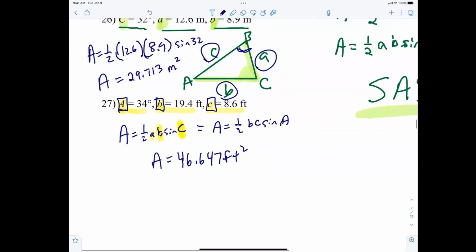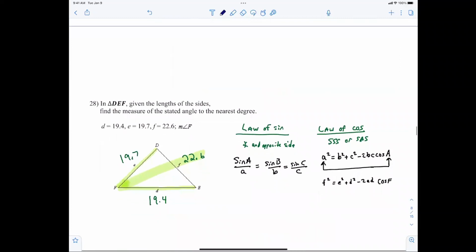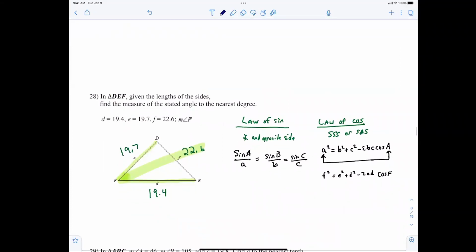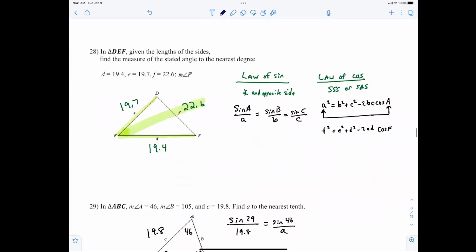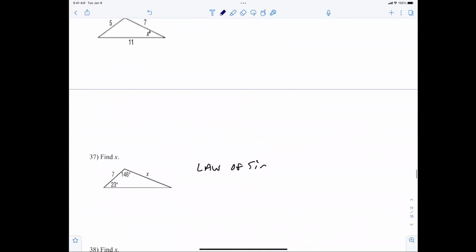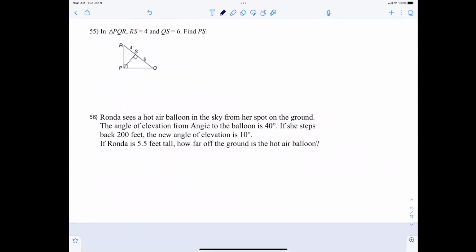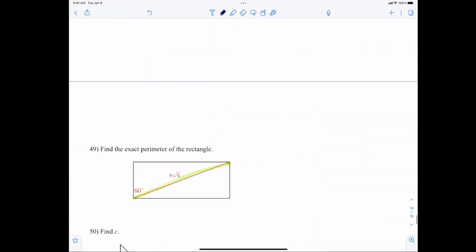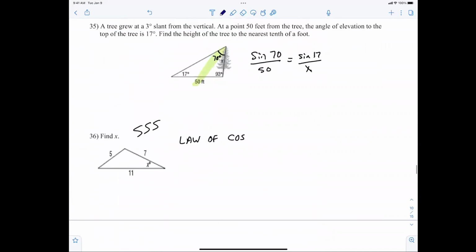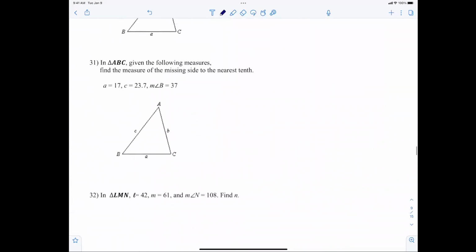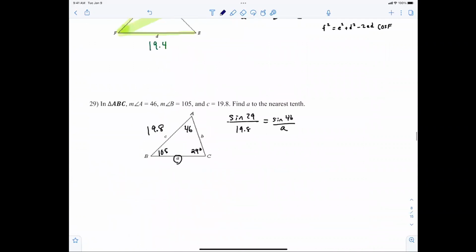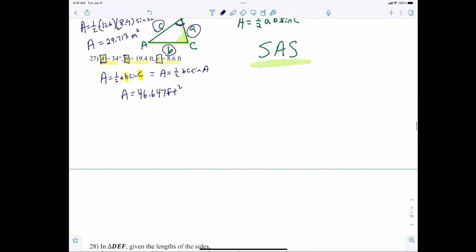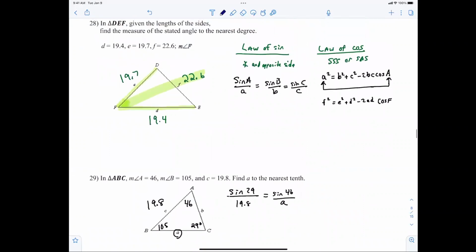All right. Let me scroll down a little bit. Okay. Let's just do one more problem and that'll be half. And then you guys can do the other half, because I have a feeling you didn't do as much as you should have. So let's do 28.